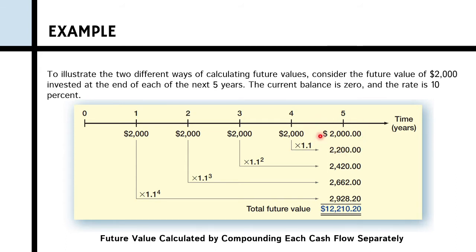And in year 5, 2,000 lang kasi it will not earn any interest. So, i-add lang natin itong lahat and the total is 12,210.20. So, same answer katulad nung kanina.